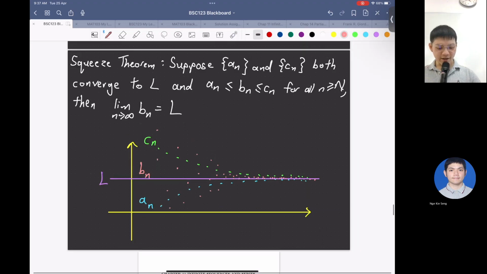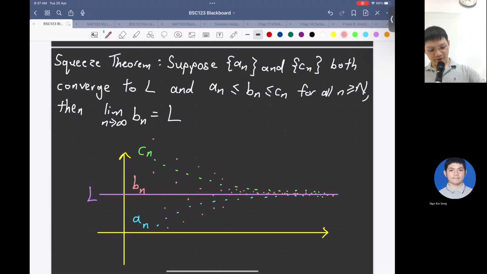Because this theorem says that b_n has to be in between a_n and c_n for all n greater than some N. Does it still hold? Why? How?